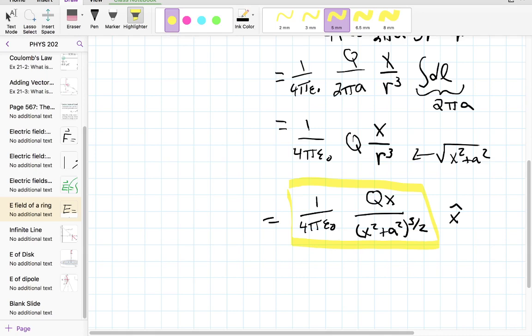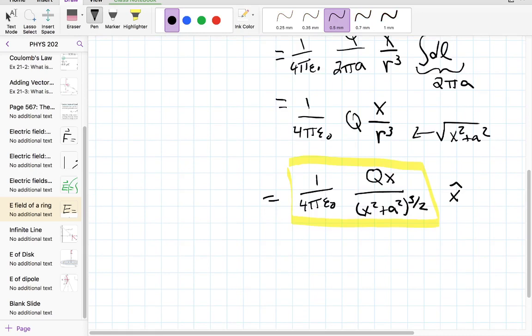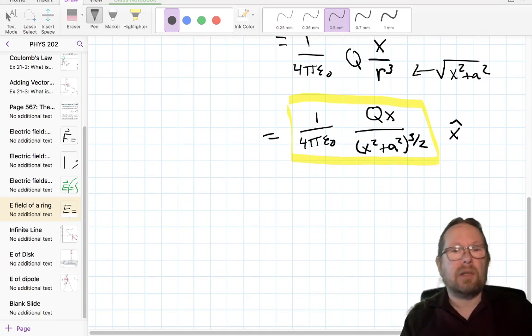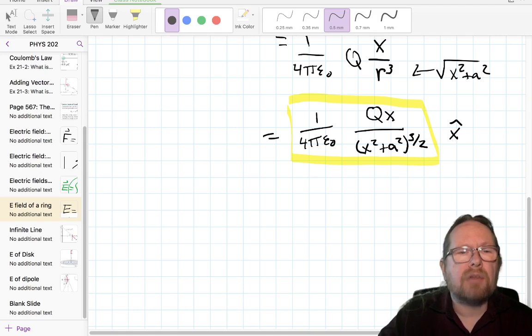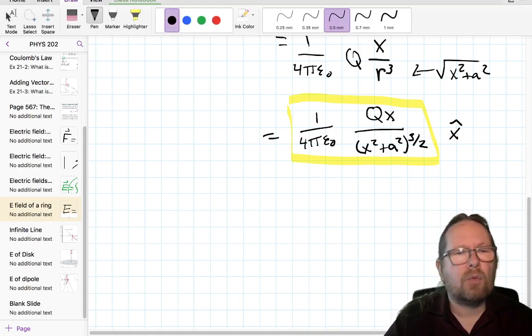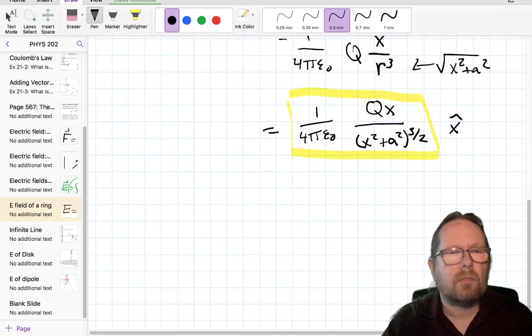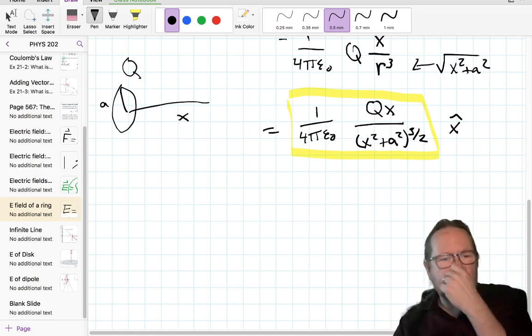That's a pretty ugly result for such a seemingly simple problem. Remember that one of the things we like to do all the time when we get an answer like this is to check it in various limiting situations. The limiting situation we want to do is if we imagine a ring of charge, radius a, and we're some distance x away from it, and this has a charge q. What's an interesting limiting case we could look at?